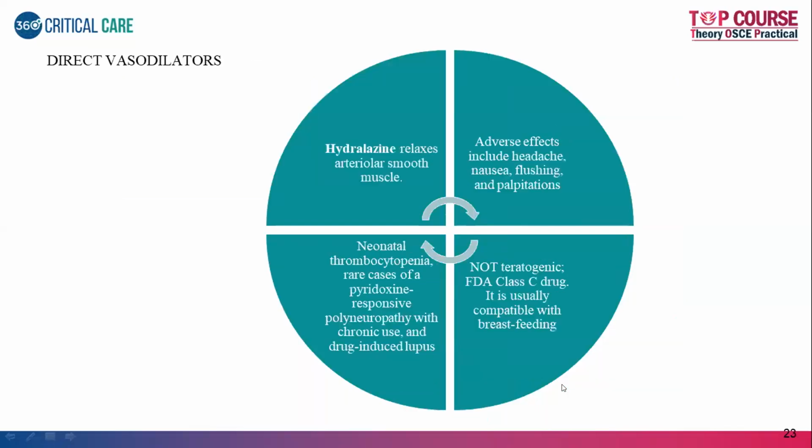Next group is the direct vasodilators, like hydralazine. How does it act? It relaxes the arterial smooth muscles. This is also a class C drug. It is not teratogenic, but there are a lot of side effects seen in the mother. It causes very severe headache, nausea, and palpitations. In rare cases, neonatal thrombocytopenia can be found, but it is very rare.